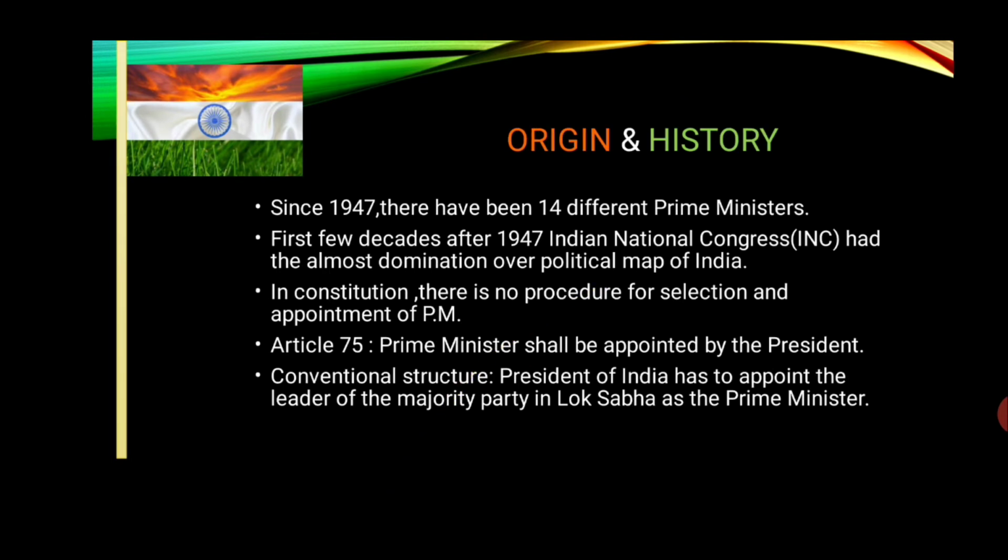The origin and history of the position of Prime Minister. Since 1947, there have been 14 different Prime Ministers. For the first few decades after 1947, the Indian National Congress, or INC, had almost complete domination over the political map of India. In the Constitution, there is no procedure for the selection and appointment of the Prime Minister. Under Article 75, the Prime Minister shall be appointed by the President of India. By convention, the President of India has to appoint the leader of the majority party in the Lok Sabha as the Prime Minister.